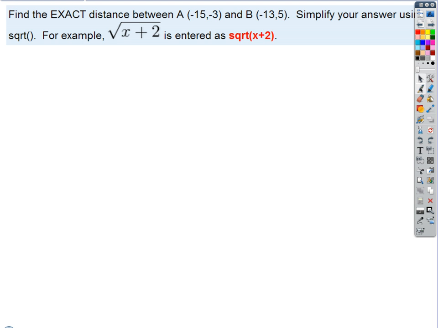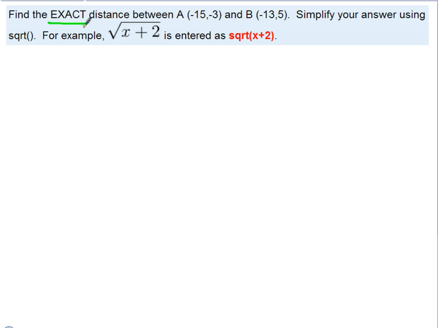Now let's talk about that for a second, because that's important. Was the last answer exact? No, it was rounded, right? It was not exact. We changed the answer, we rounded it to 2 decimal places. An exact answer cannot be rounded.